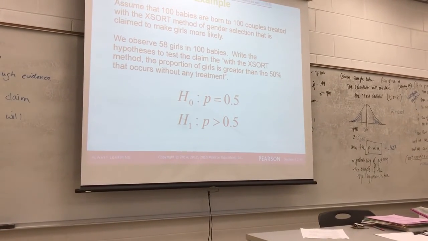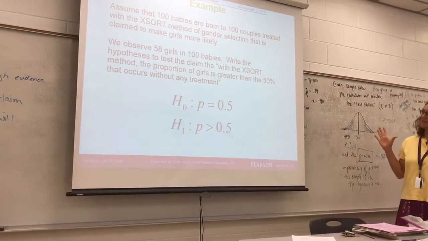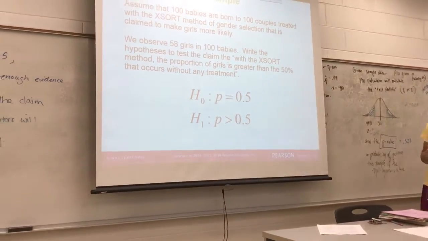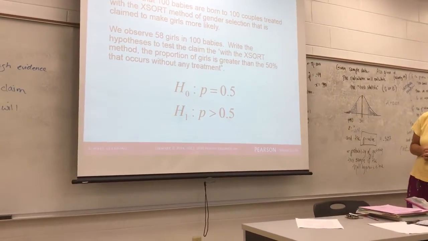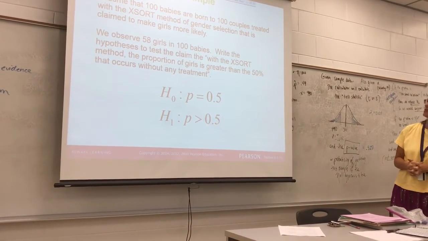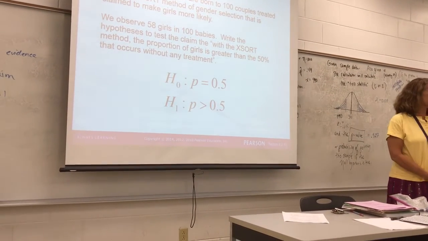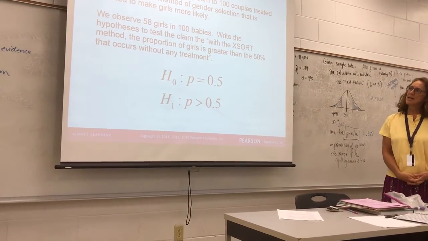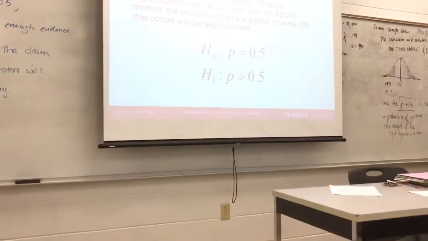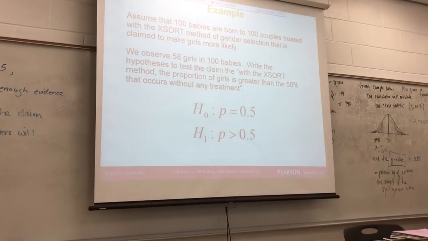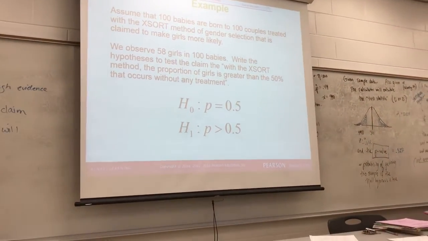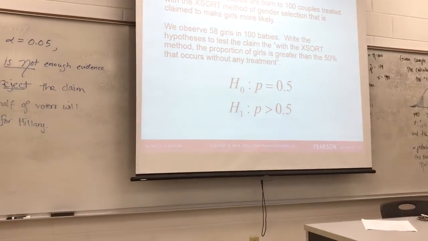Alright, so in this example with the babies, with the XORT method, that says that they can increase your chance of having a girl, not so sure about that, suppose that we've got 100 babies, and 58 of them were girls. So, well, that's more than 50%. But then the question is, is that enough more than 50% to say that it's actually true for the population of everyone who uses this method, and therefore say that the method really works? It kind of looks like it worked for this sample, but that could just be due to variation. Sometimes you have more girls than boys, it happens.